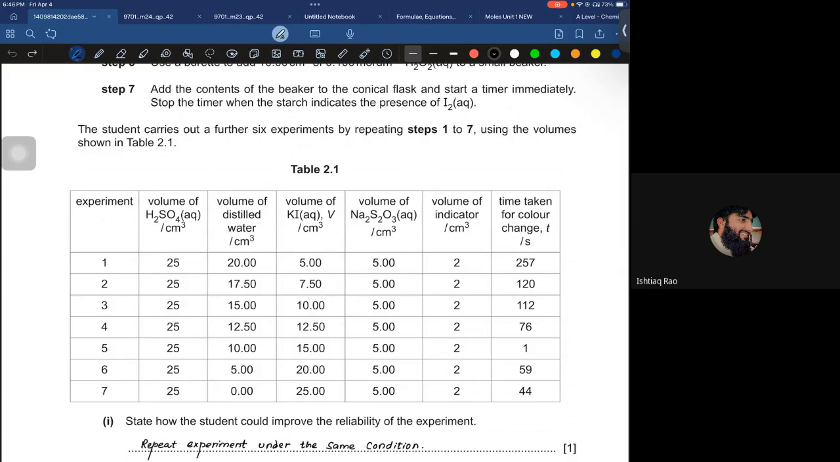Of course, like in the previous papers, we did some questions including the titration as well. So whenever the examiner asks to improve the reliability of the results, of course you have to repeat it frequently. It would minimize the error after doing it again and again.